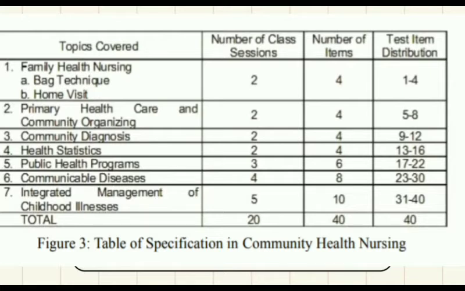For topic number 5, 3 sessions were spent to cover the topic. So 3 out of 20 sessions is 15%, and 15% of 40 is 6. So there are 6 items designated for topic number 5. So it really depends on the time spent. It's up to the teacher how he or she makes his table of specification.